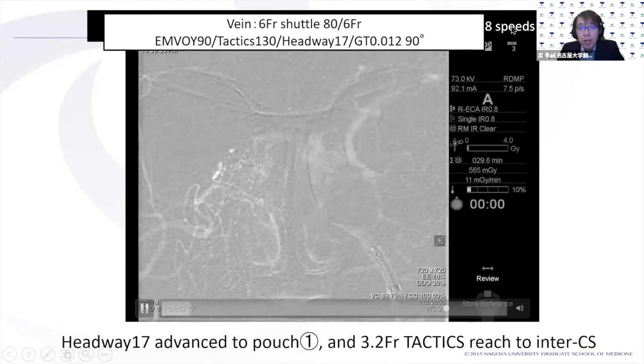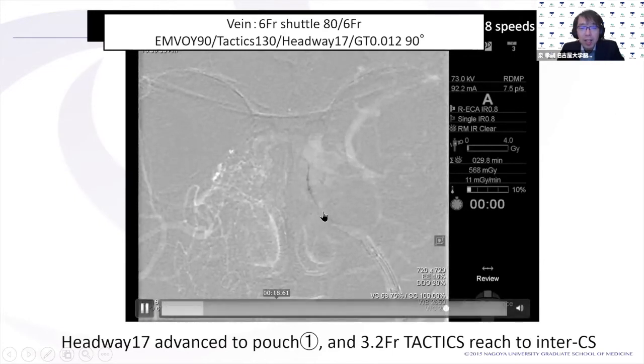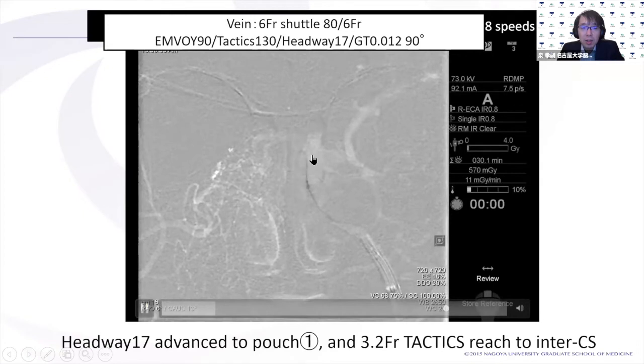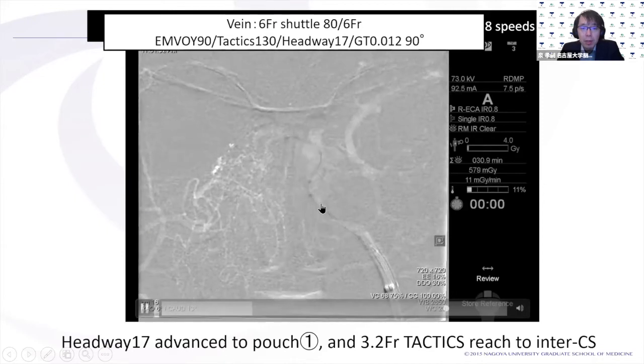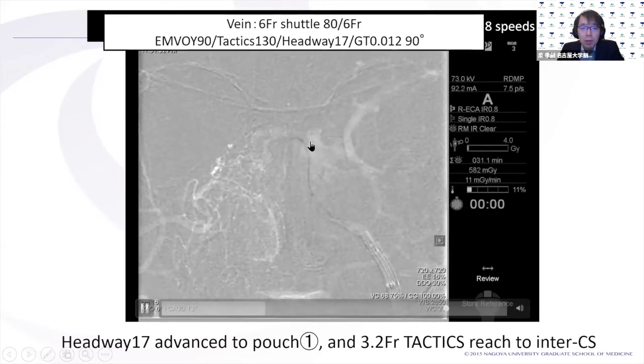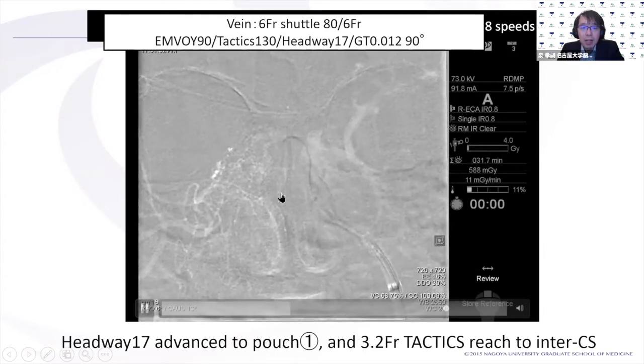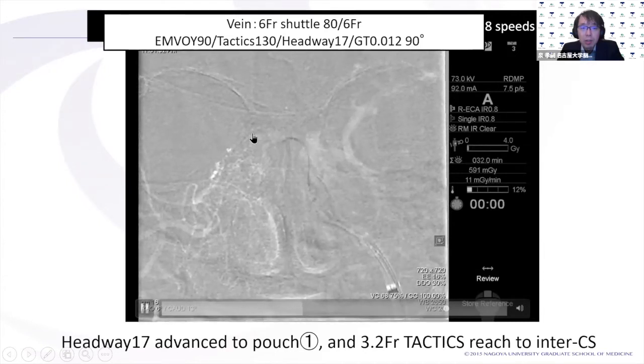Here is the very fast image. With the microguide wire, we can see the AP view and the IPS, and the microcatheter advanced to the left cavernous sinus and left intercavernous sinus. The shunted pouch is here and here.